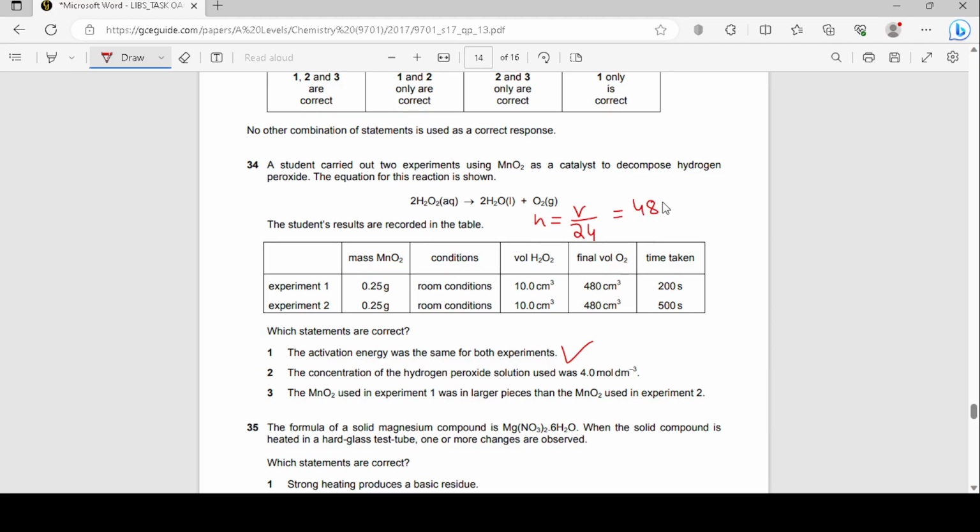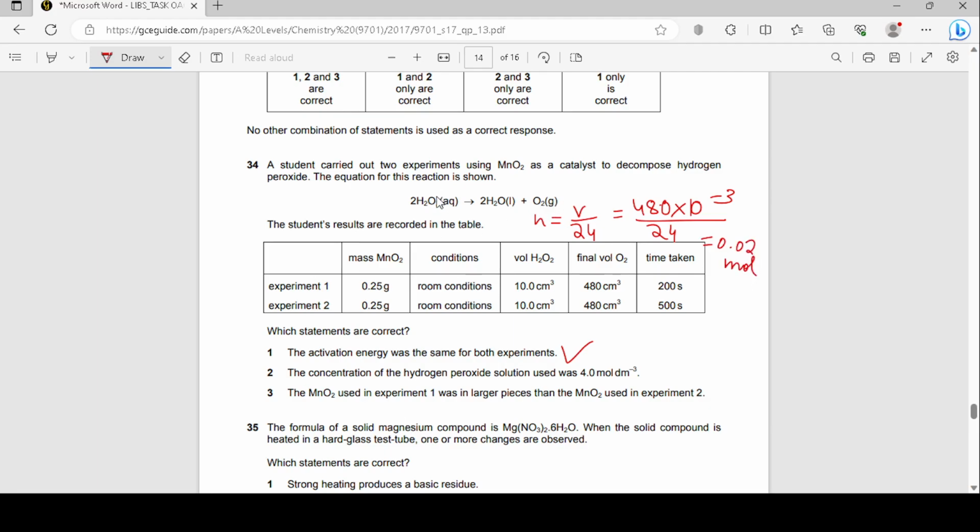Now to convert cubic centimeters to cubic decimeters, multiply by 10 to the power minus 3, or you could think of it as dividing 480 by 1000, and then divide this by 24. That's in decimeters cubed already. So let me just find my calculator. Okay, here it is. So 480 times 10 to the power negative 3 over 24. So that's going to be 0.02 moles of oxygen.